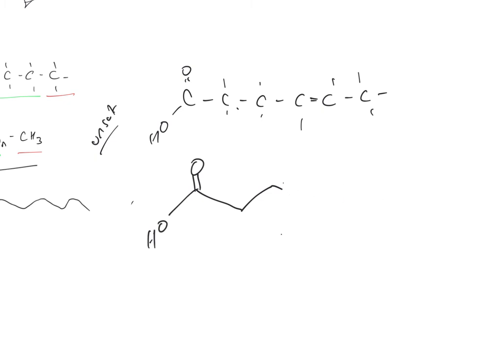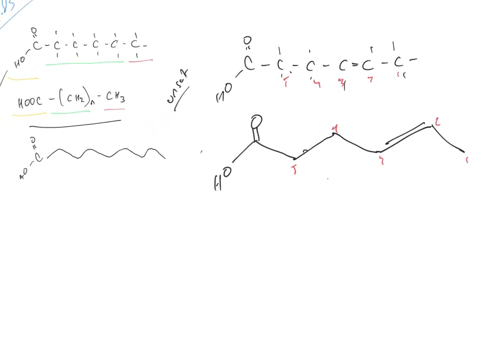Okay, so I have 1, 2, 3, 4, 5, right? So look. And this is 1, 2, 3, 4, 5. Double bond is between 2 and 3. So there's my double bond. Now they're exactly the same. So you have your unsaturated, okay?